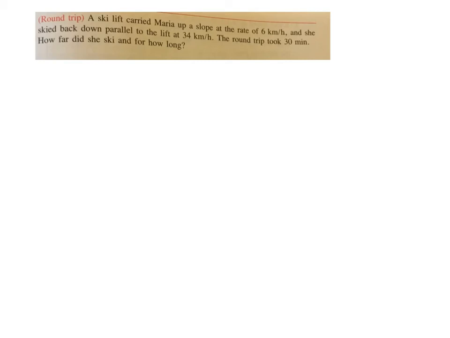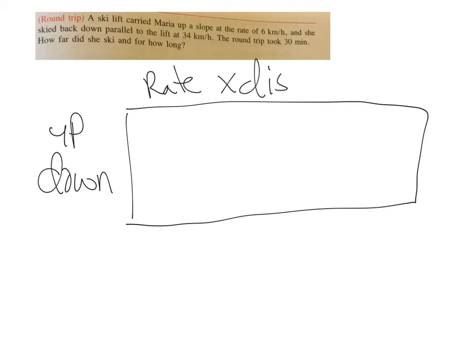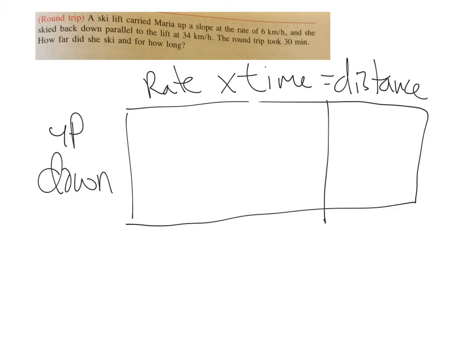So let's set up a chart again. Now this time it doesn't really make sense to do Maria and something else because it's all Maria. So you want to figure out, okay, what are the two situations we're talking about? Well, we're talking about the ski lift up and the skiing back down. And we want to fill in the information we know about each one of these. Again, the labels aren't going to change. You're dealing with rate times time equals distance. And we have to figure out what we know about each one of these things.